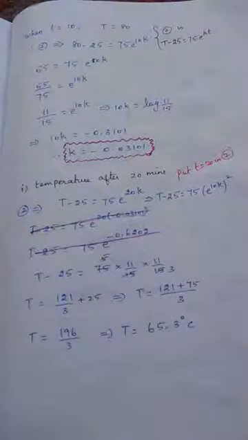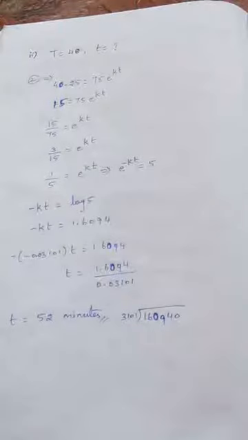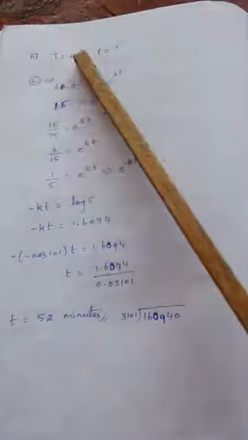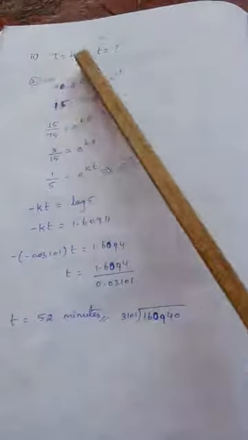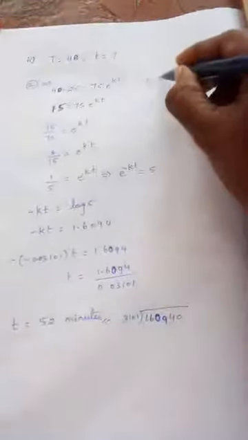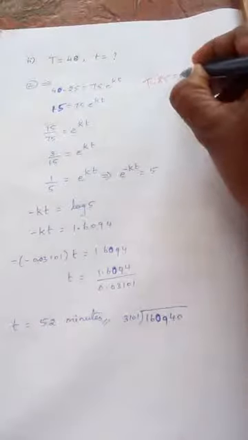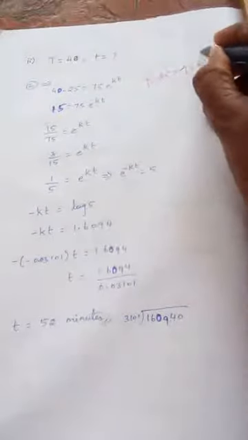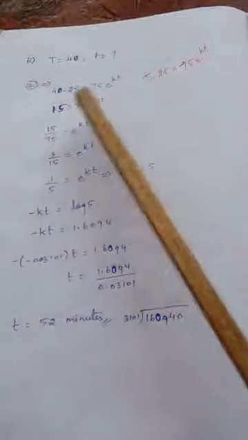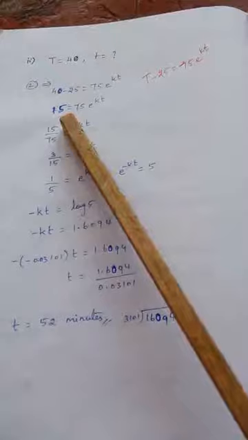What is the second subdivision asked? The second subdivision asked is, when the temperature will become 40 degrees Celsius. That is, when the temperature is 40, what is the time taken? Again, the second equation gives, what is the second equation? T minus 25 is equal to 75 e power kt. This is the second equation. In this, put capital T equal to 40. 40 minus 25 equal to this. Subtracting, 15, bringing 75 this side.